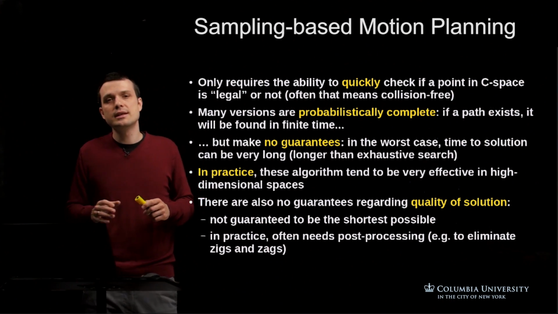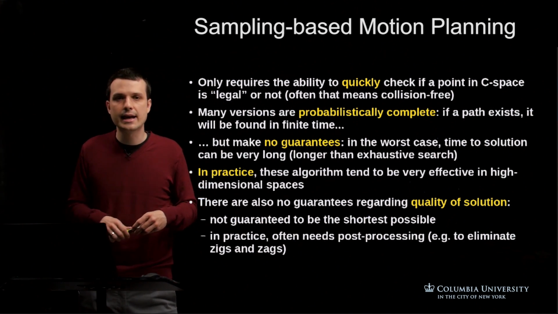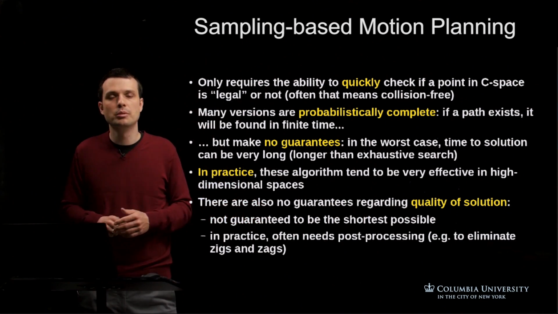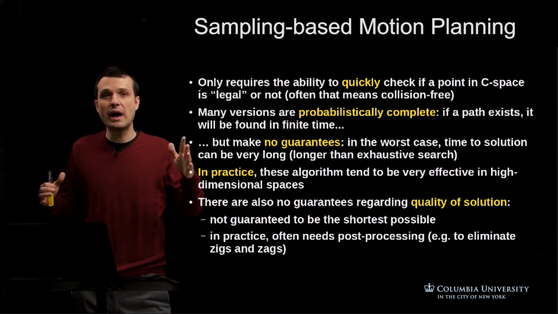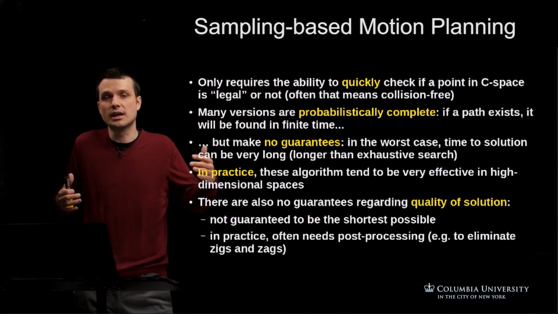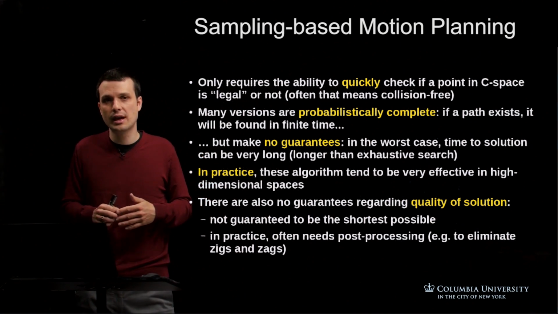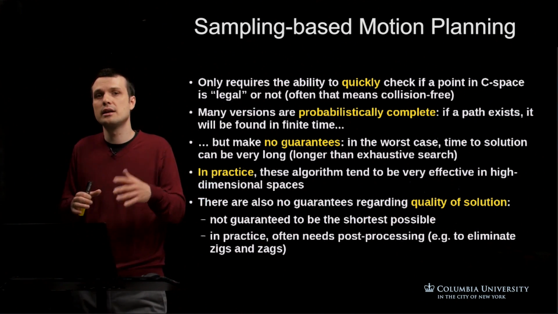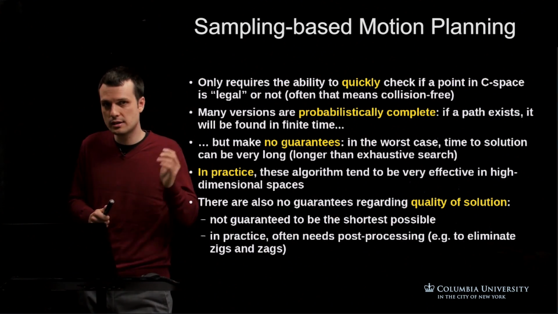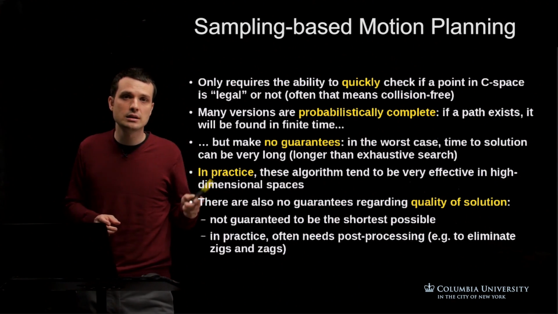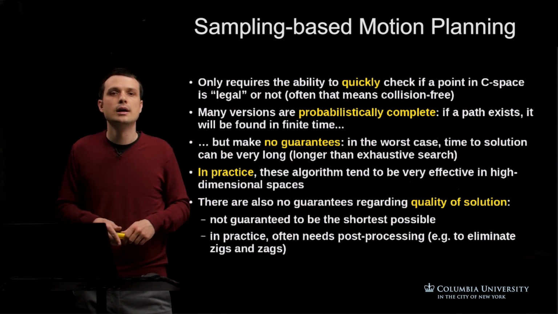So you can eliminate most of those zigs and zags by just very simple post-processing. You just take your path and you say, hey, can I take shortcuts? I have all these points along my path. Can I just connect 2 of them directly and ignore everything in between? And if you can, then I'm just going to shortcut. So that improves the quality of the solution.